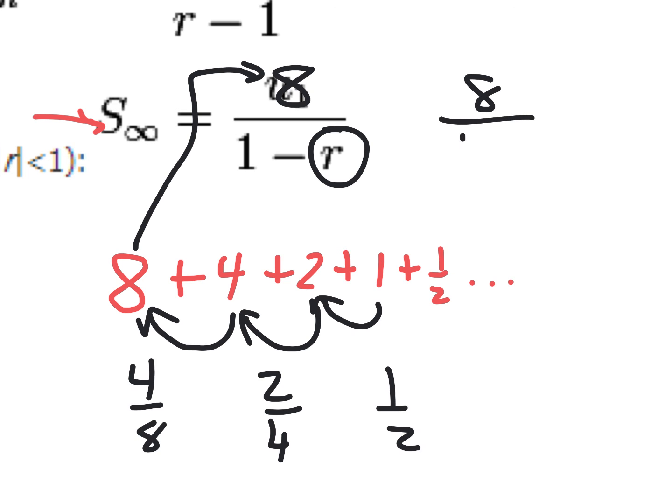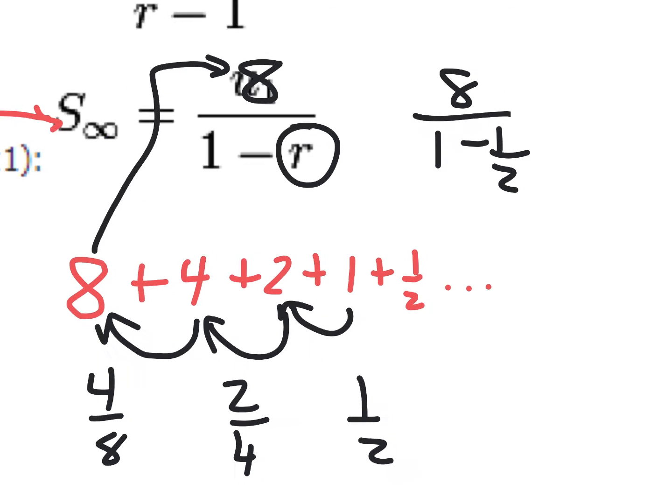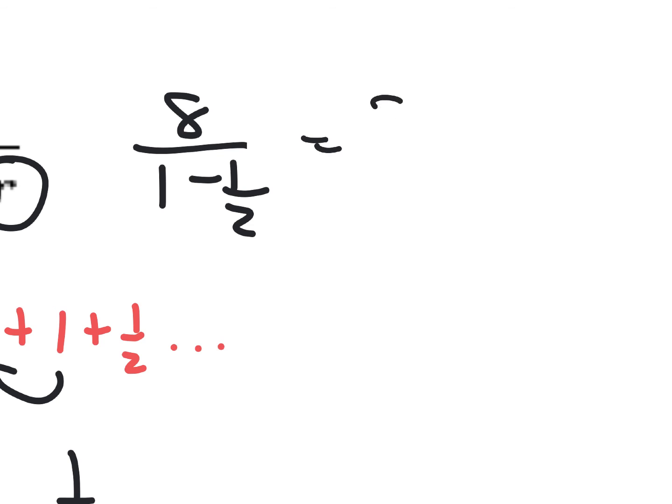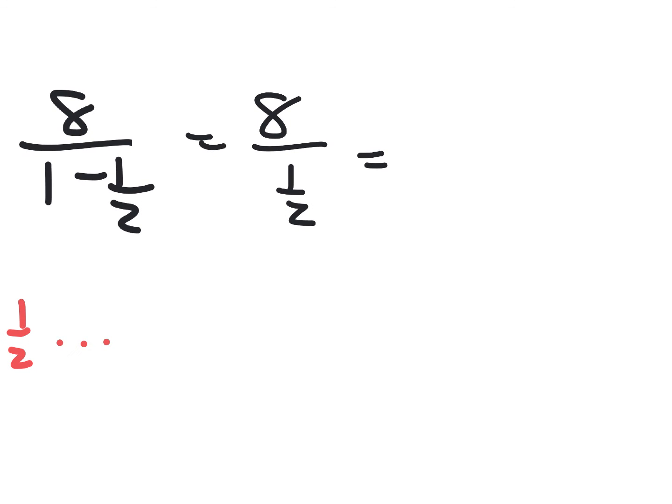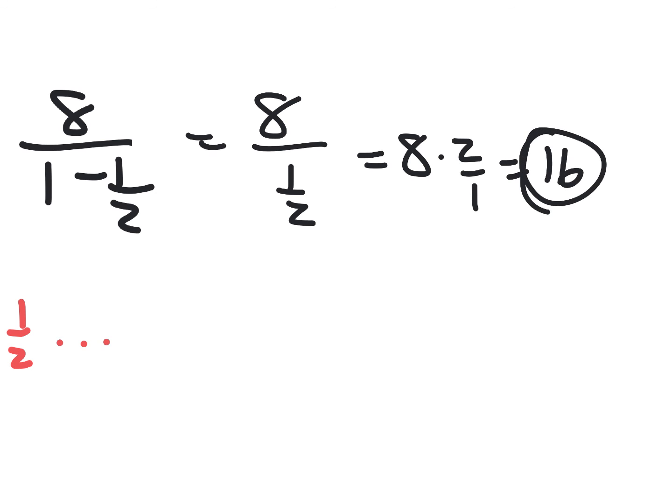8 over 1 minus 1/2. That's 8 over, what is 1 minus 1/2? It's 1/2. And 8 divided by 1/2 is 8 times 2 over 1, and that's 16. If my first set of steps was 8 feet to the door, then the total must be 16. Couldn't you just double that number? But that's assuming we always go half.